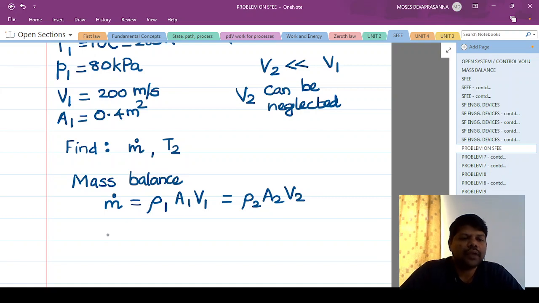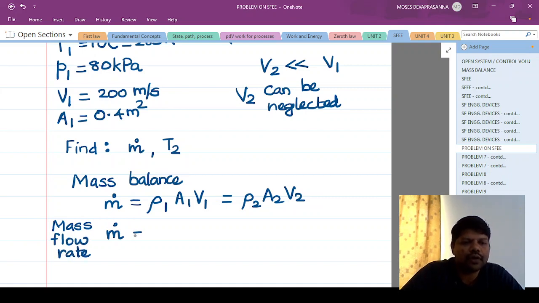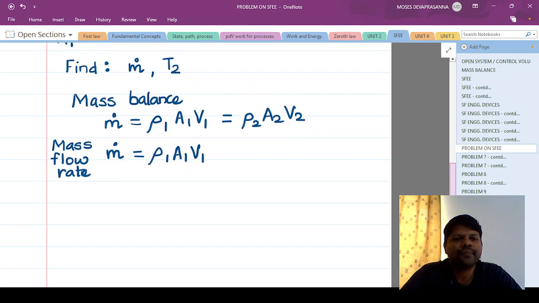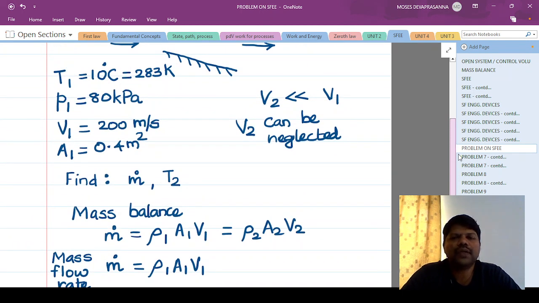Here let me use this expression. The mass flow rate through the diffuser m dot is equal to rho 1 A1 V1, because already I know the value of A1 and V1. Only term to be determined is rho 1. So let me use this expression m dot equal to rho 1 A1 V1. In this problem, the value of rho 1 is the density of the flow at the inlet. Density rho 1 is not given in this problem, so I need to find it out.